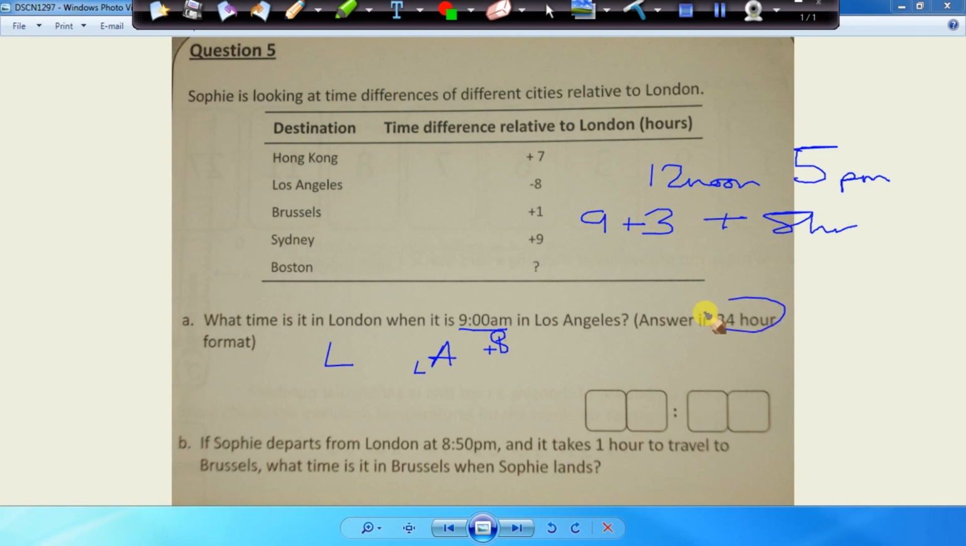Now we can convert the answer into 24-hour clock. From 5 p.m. to 24-hour clock, we've got to add how many hours? 12 hours. So that gives us an answer of 1700 hours. That's the time in the evening.